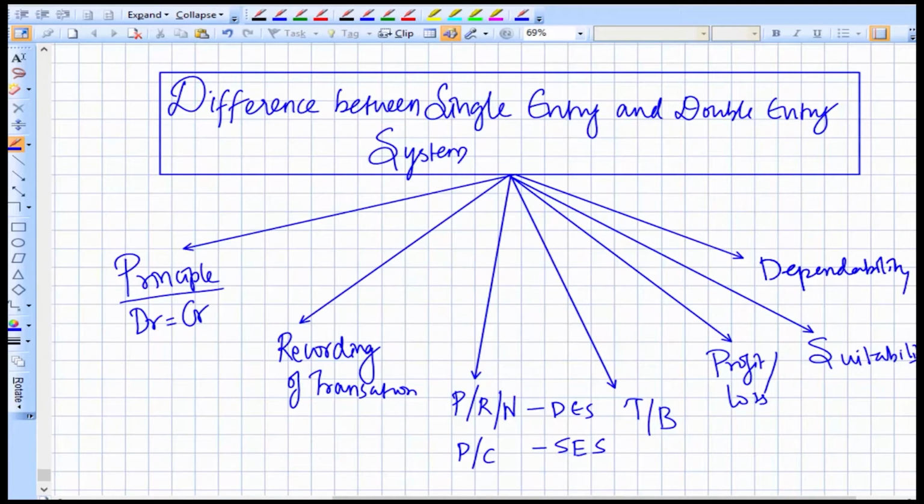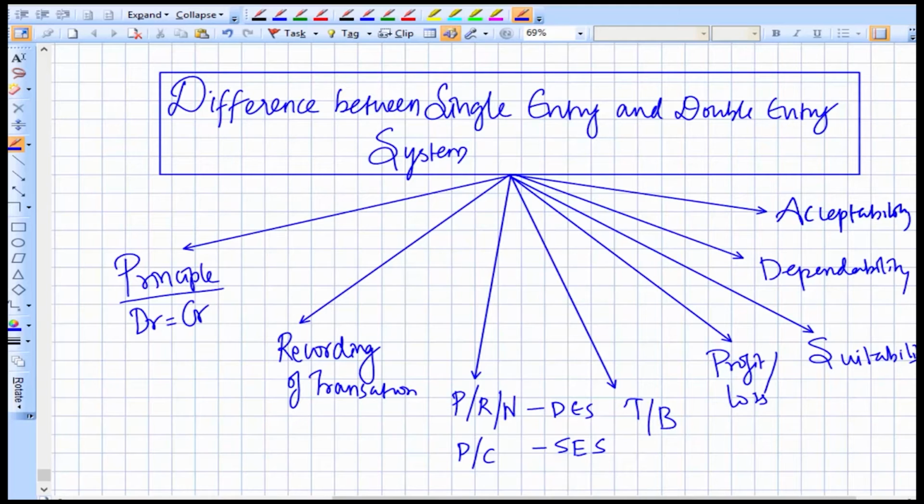If you take a double entry system, this is the scientific system of bookkeeping, whereas a single entry system is not a scientific system. First of all, it is not a system at all. It is incomplete and unscientific in nature. Then acceptability. If you talk about acceptability, double entry system is accepted by regulatory authorities, accepted by tax authorities, accepted for bank loans, but single entry is not accepted by anyone.